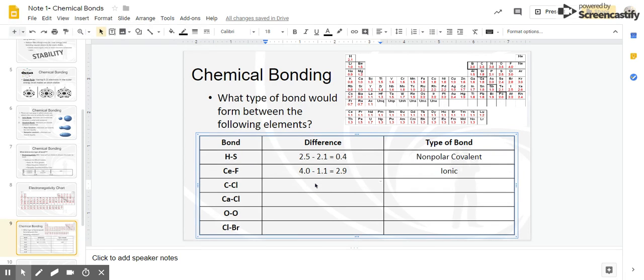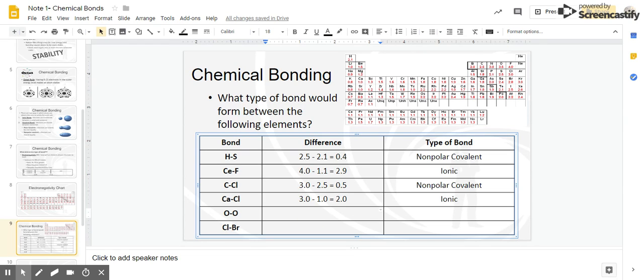Let's try the next one. Carbon and chlorine. Chlorine has a value of 3, and carbon has a value of 2.5. We subtract the two in our calculator, we get 0.5, making it nonpolar covalent. Let's try number 4. We have calcium and chlorine. Chlorine we just found was 3, and calcium's over on the other side, we get a 1. Making the difference 2. So 2 or greater is ionic.